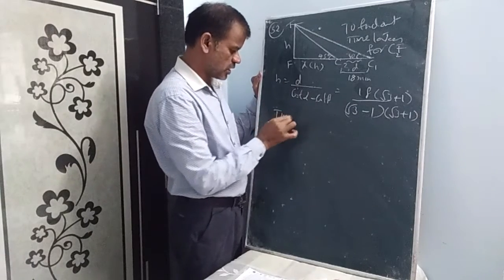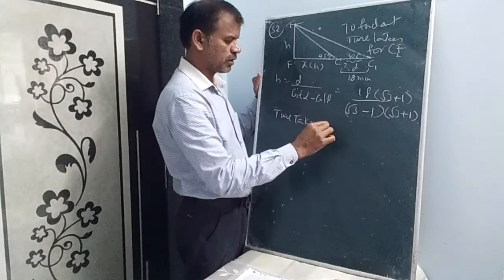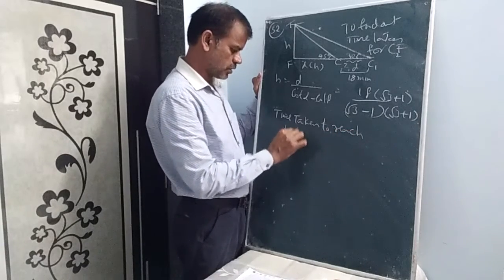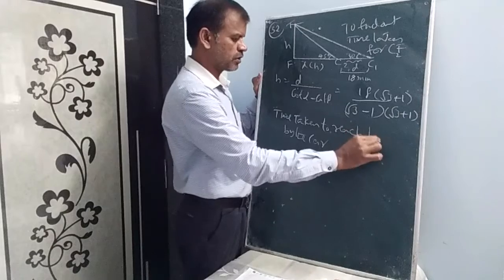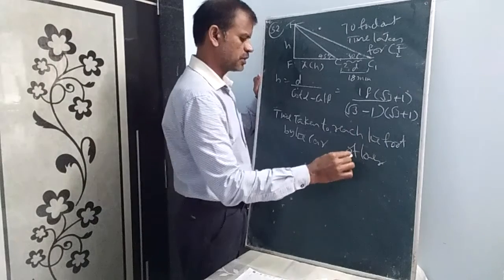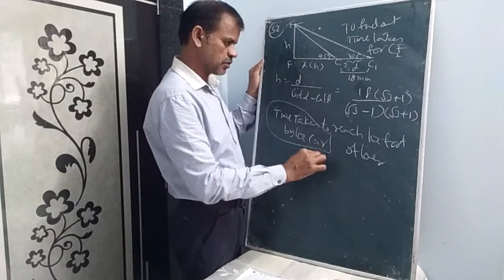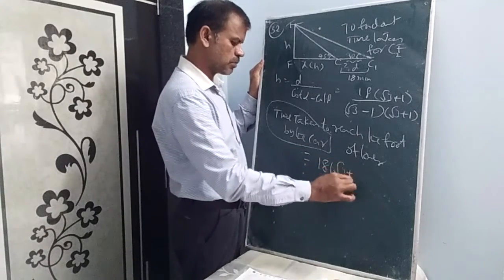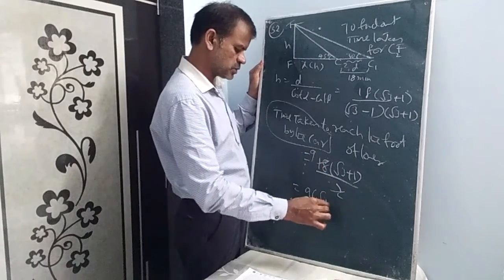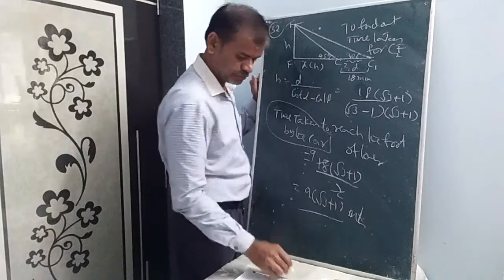You should understand that it is not H, it is the time taken to reach the foot of the tower. Time taken by the car to reach the foot of the tower is equal to 18 into root 3 plus 1 by 2. This 2 will give the answer 9 times, so 9 into root 3 plus 1 minutes. First option is the right answer.